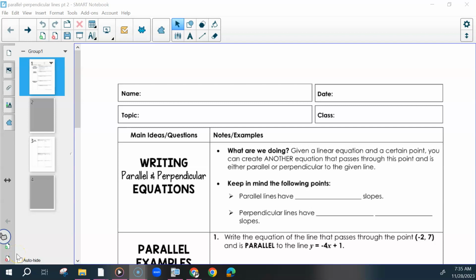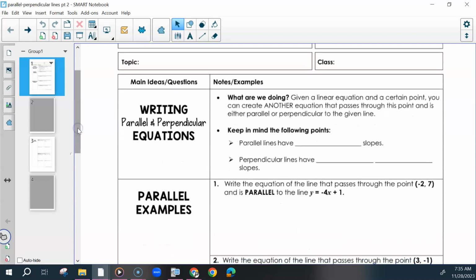Yesterday we talked about how to determine if two lines are parallel, perpendicular, or neither based on their slopes. Today we're going to do something a little different. We're going to be given an equation and a point. We have to come up with another equation that is either parallel or perpendicular to the original.